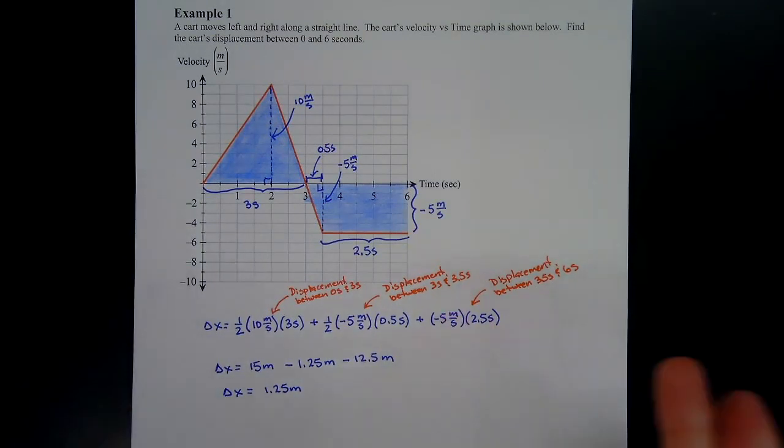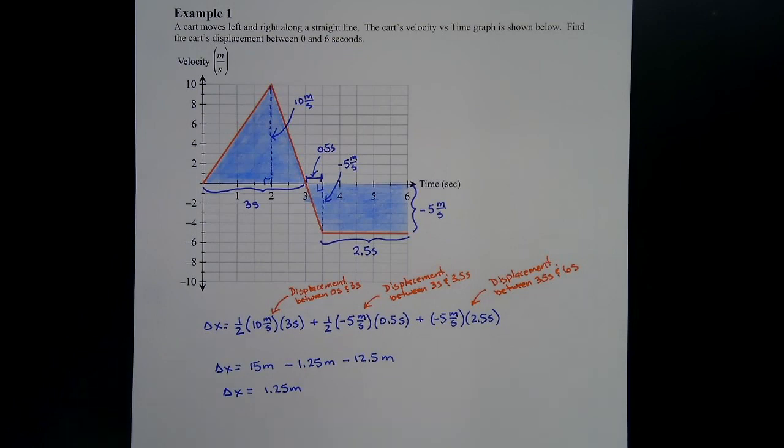It doesn't get any harder than this. I mean, maybe some more areas you have to calculate, but that's it. It's all about area. Anything below the x-axis, or time axis, or horizontal axis, whatever you want to call it, is always going to be negative, and whatever's above is going to be positive.